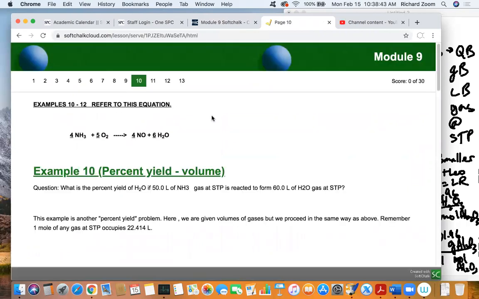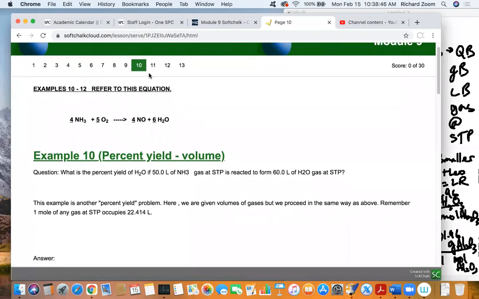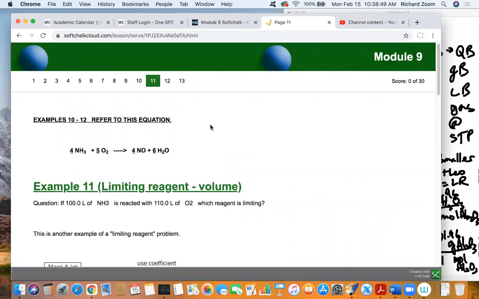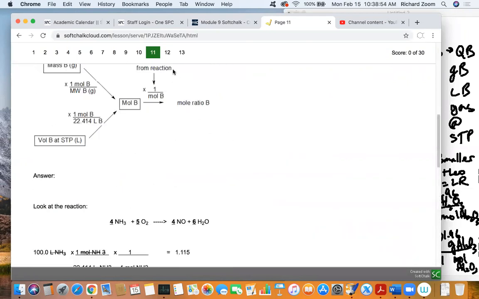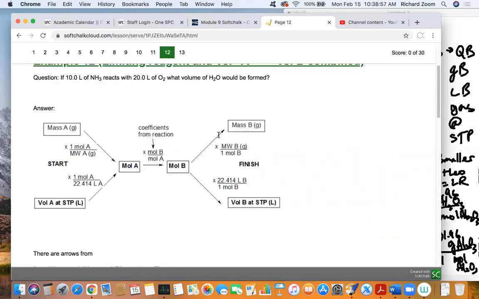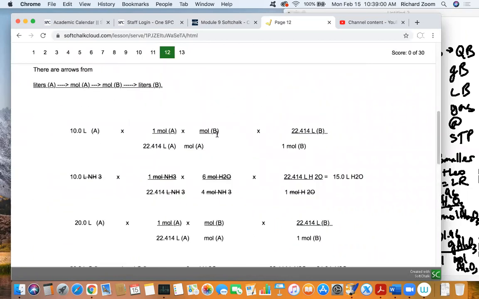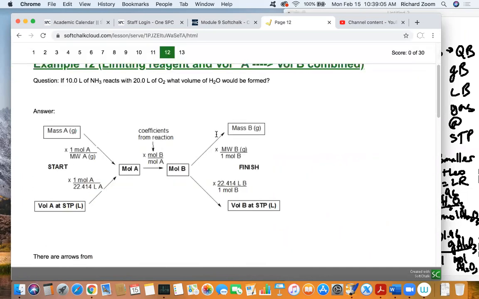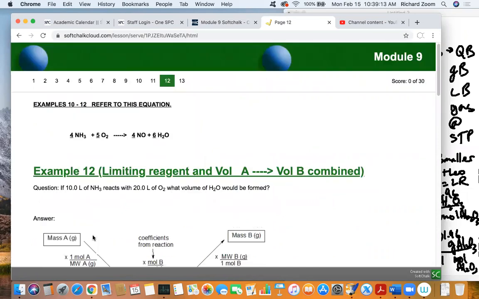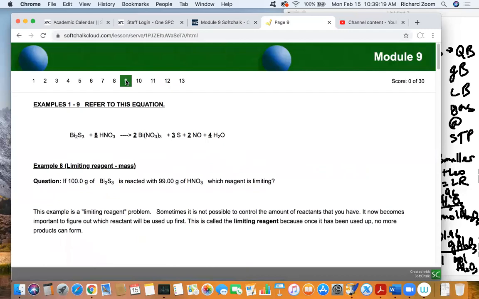It's page 10. Here we go. So this is an example of that kind of problem. Example 12 lays out how to handle that problem and how to get the 2 theoretical yields. This is also in module 9 as well. And there's another example. I think it might be example 9. Oh, example 10.